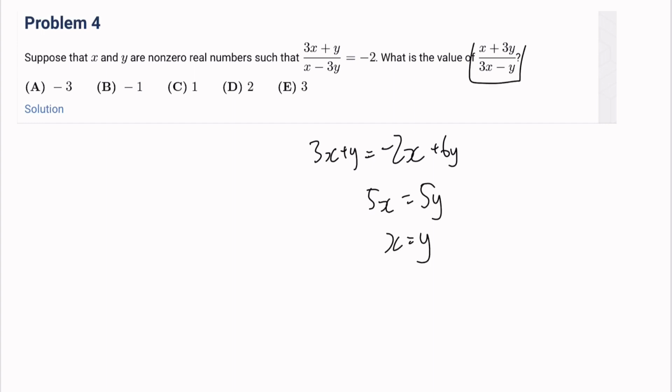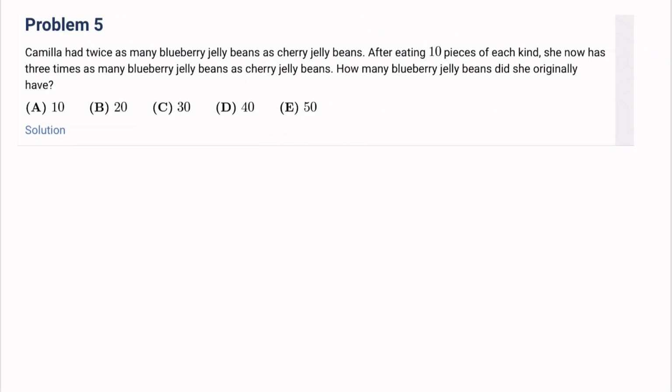And so if we put that in here, since x equals y, let's just say it's all x. And so it's 4x over 2x. This is 2, so the answer is 2. It's D.